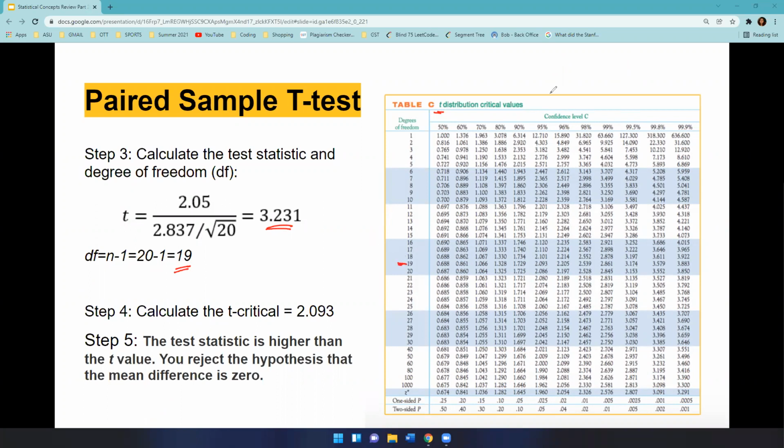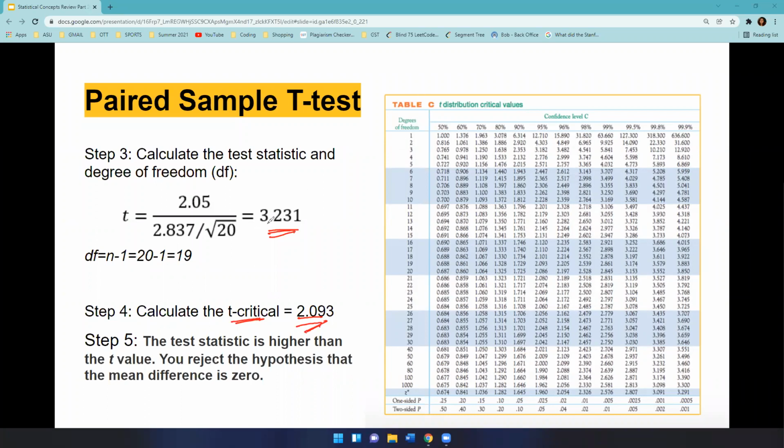So we go here. And again, the confidence level, the alpha value I was talking about before, we set at 0.05 or 5%. So that is 95% confidence. So we go to 95%, and the corresponding value is, I think, 2.093. Yeah, so the corresponding value is 2.093. So we got the critical value as 2.093. So now we have the actual t value, and the t critical value, which we got from this table.